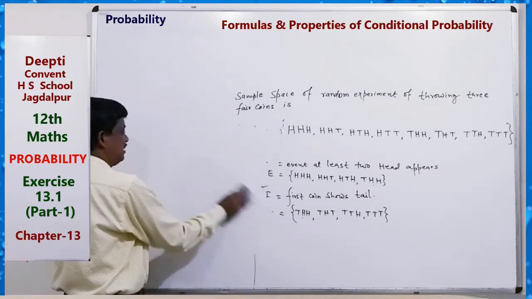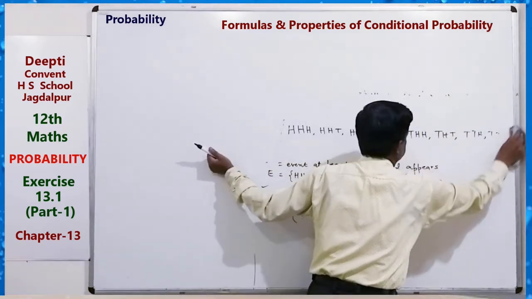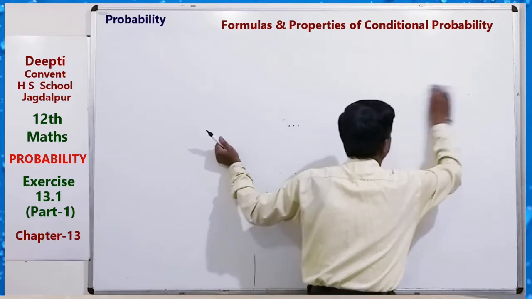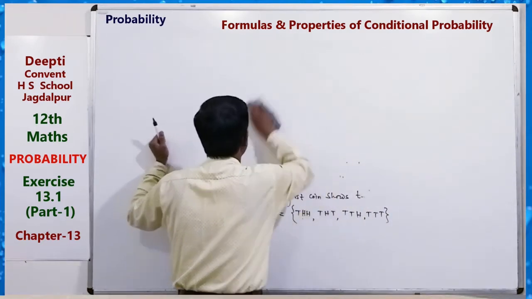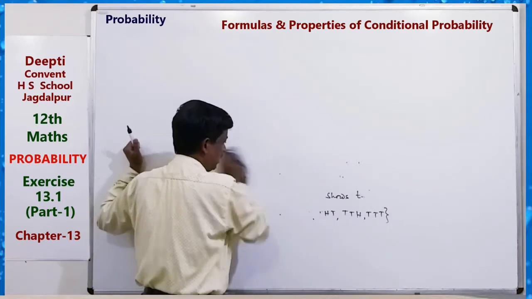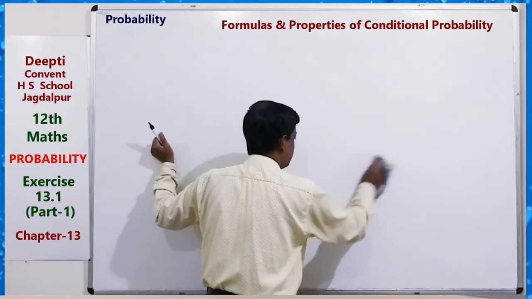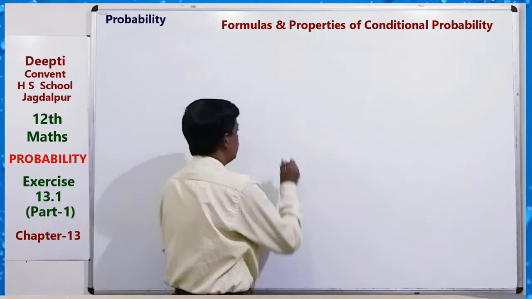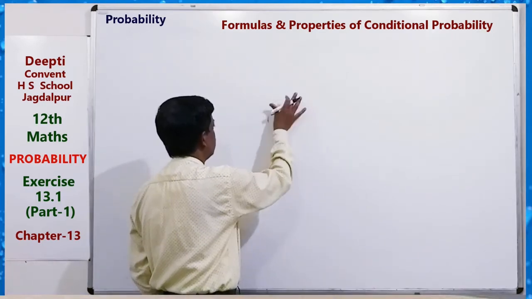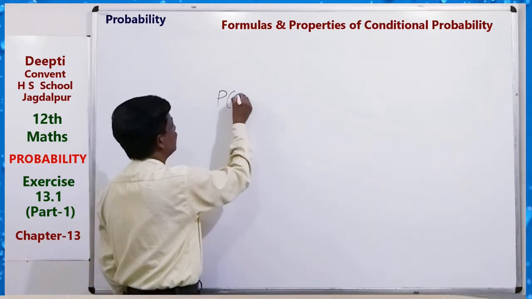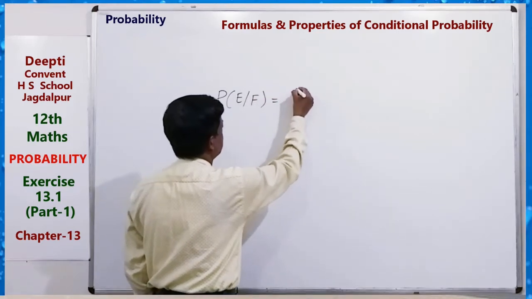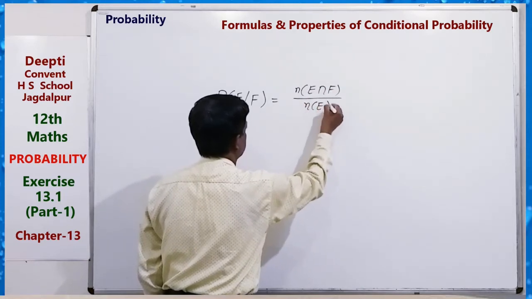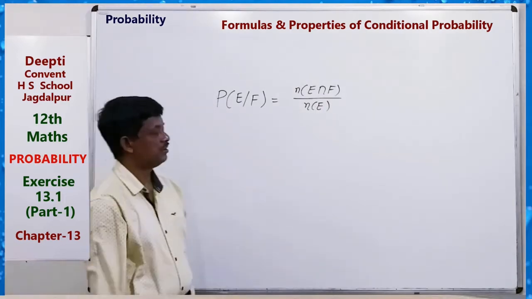Okay. So now we will find some properties of this conditional probability. What is conditional probability? We have to find it when one event has already occurred. Here we will derive the formula for finding conditional probability. We have seen that P(E|F) is equal to n(E intersection F) upon n(E). We have already discussed it.